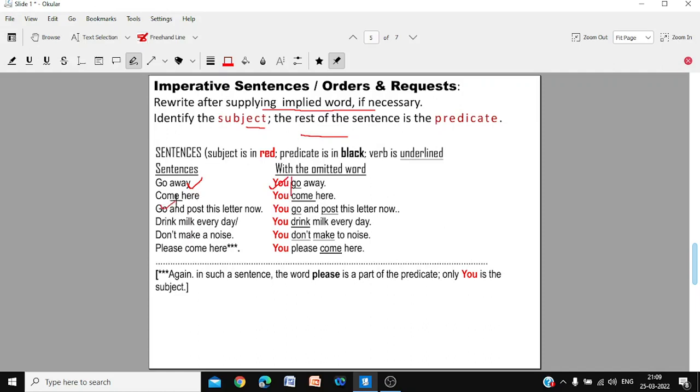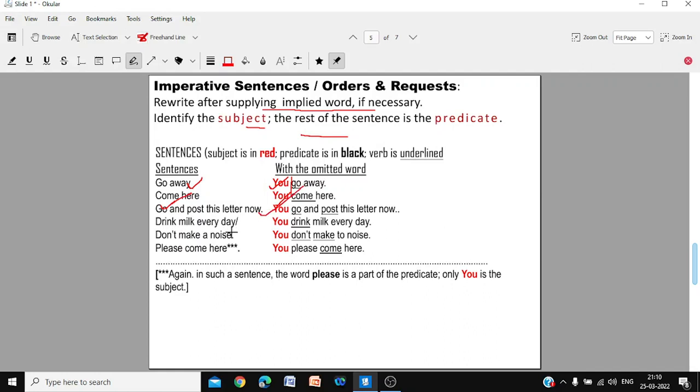Come here. Who will come here? I will not come here, or I will not go there. So you come here. So you is a subject. Go and post this letter now. If I wanted to post, I would not be telling you. So you have to post. So you go and post. That means you is a subject.